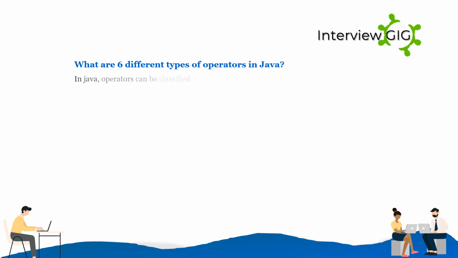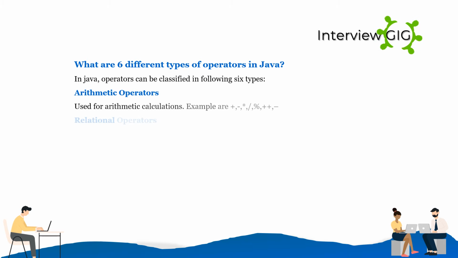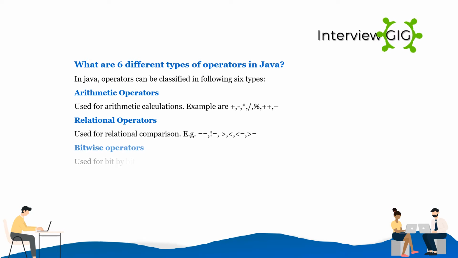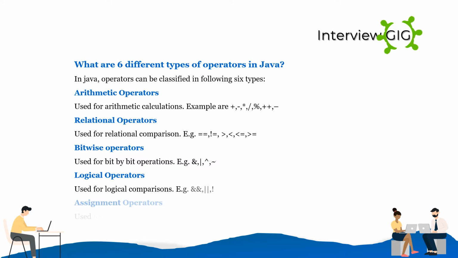In Java, operators can be classified in the following 6 types. Arithmetic operators, used for arithmetic calculations. Example: +, -, *, /, %, ++, --. Relational operators, used for relational comparison. For example, ==, !=, <, >.